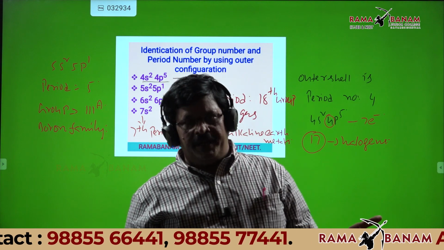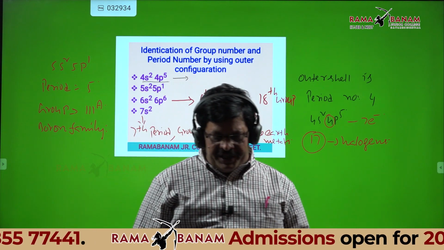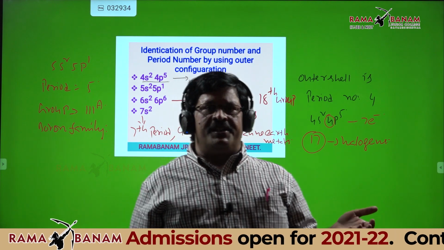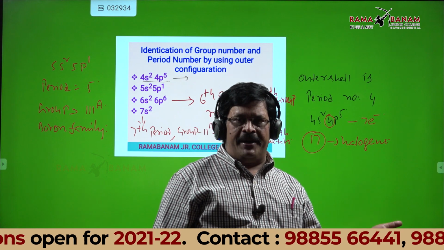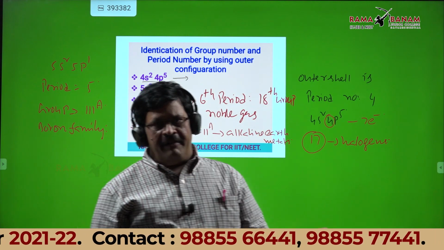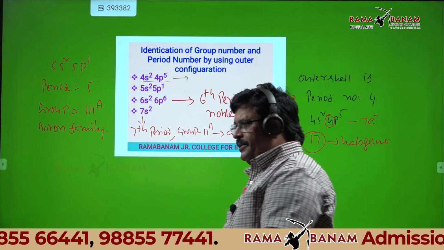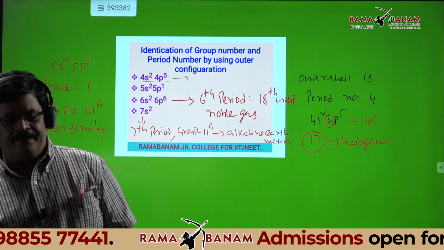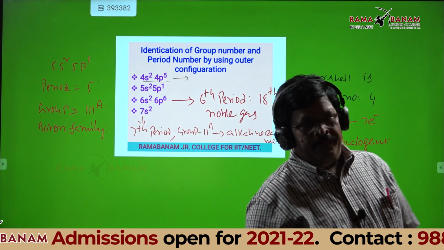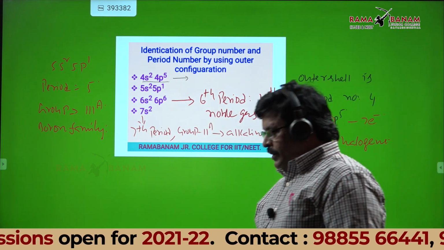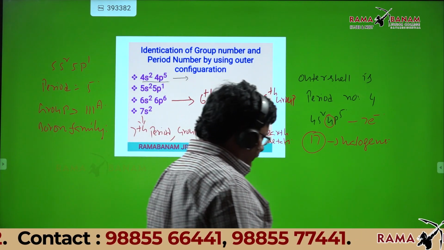This is the identification of group number and period number by using outer electronic configuration. In the last class we discussed how to identify the group number and period number by using atomic number. Here this is another way, by using outer electronic configuration of an element. Can I continue? Yes, sir.